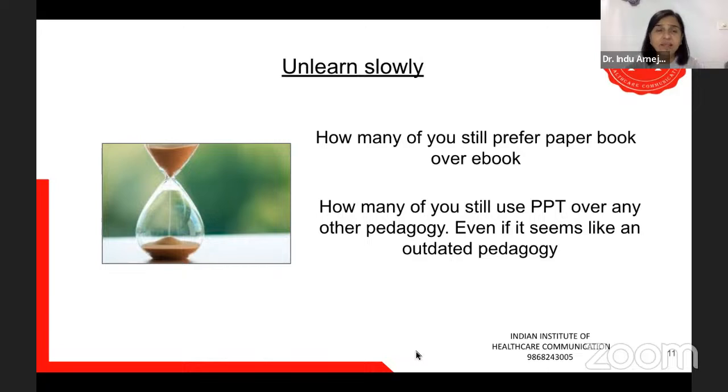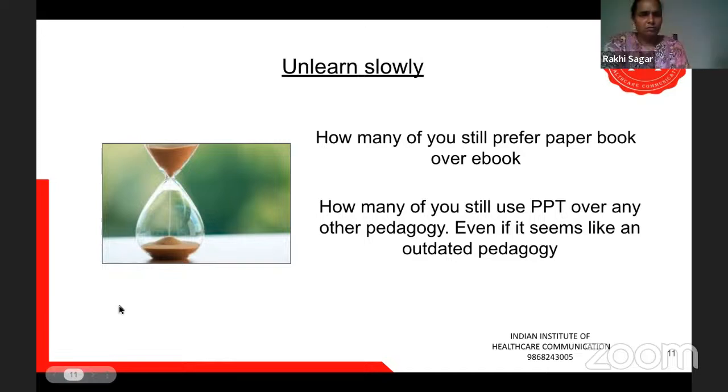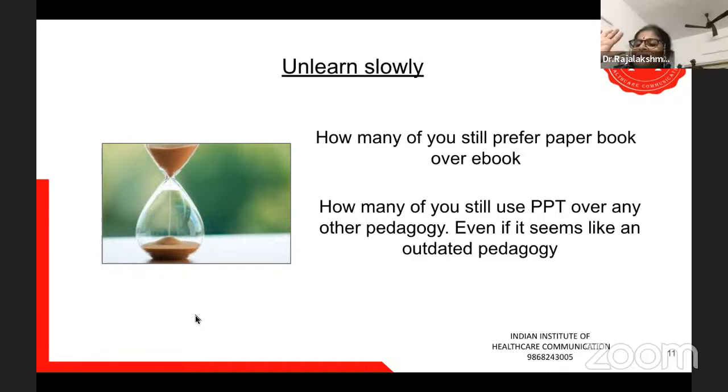Children learn easily because they don't have any preconceived notions. So whatever you teach them, they take it. But with adults, the problem is they already have set knowledge, set practice. So it becomes very difficult for them to unlearn. So how many of you still prefer a paper book or hard book over the e-book? Me. So if somebody gives you an e-book, do you find it easy to open and read? No. I prefer paper book.